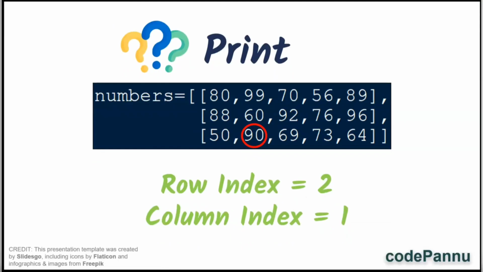Now, shall we get the second item 90 and print it? To get the second item, we should use the row index number as 2 because it is the third row, and we should use the column index number as 1 because it is the second item.